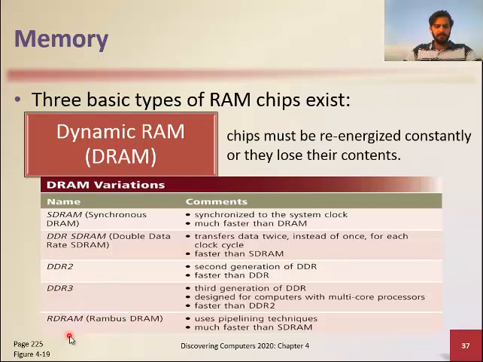Another RAM available in the market uses a pipelining technique associated with the processor. It's the RDRAM, that is a Rambus DRAM. It uses pipelining techniques, and it's much faster than the dynamic or the synchronous DRAM, and it's used in server environments. It's a little bit costlier than these other generations of RAM, but it produces better results compared to the DRAM.